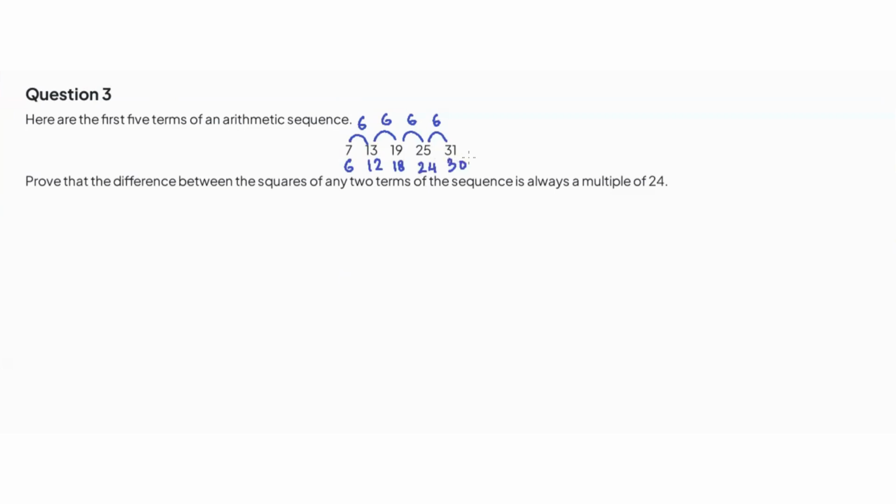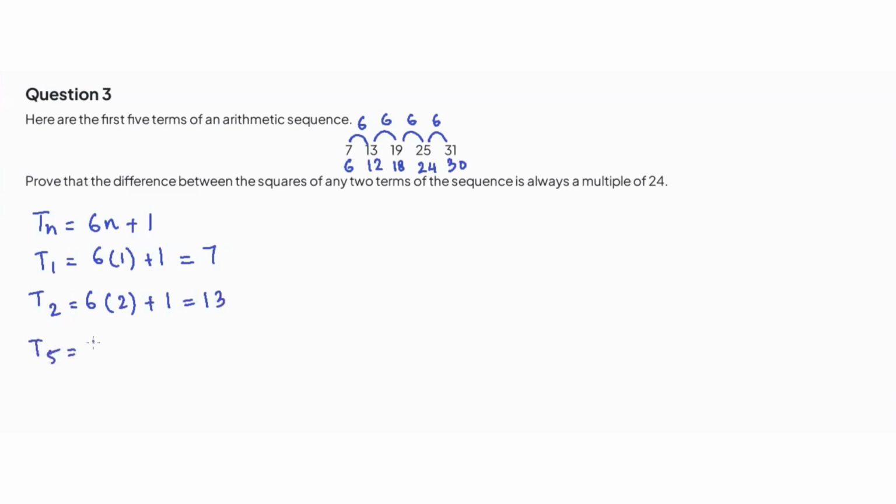So one less than each of these would come in the 6 times table, which means our nth term would be 6n plus 1. Because if we replace n with 1, 6 times 1 plus 1 would be 7, which you can see over here. If we find the second term, 6 times 2 plus 1 would be 13. And let's say we find the fifth term: 6 times 5 plus 1 would be 31. Thus, this is your nth term.